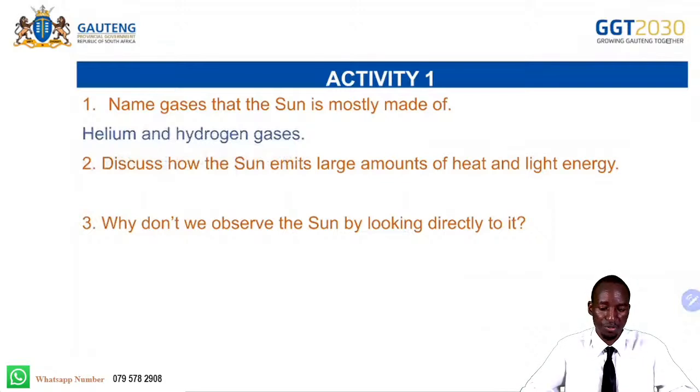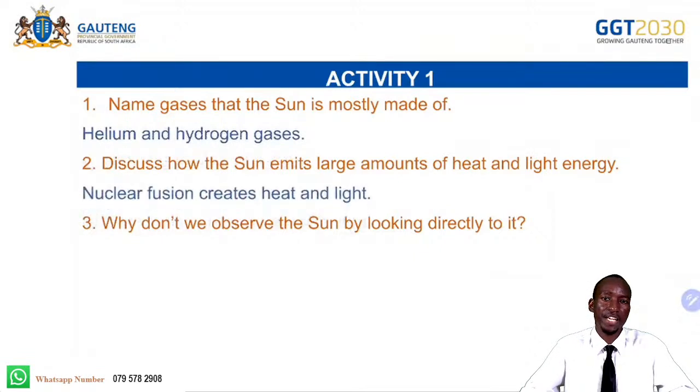Right, number 2, we're supposed to discuss how the sun emits large amounts of heat and light energy. This is done through a process of nuclear fusion, which creates heat and light.